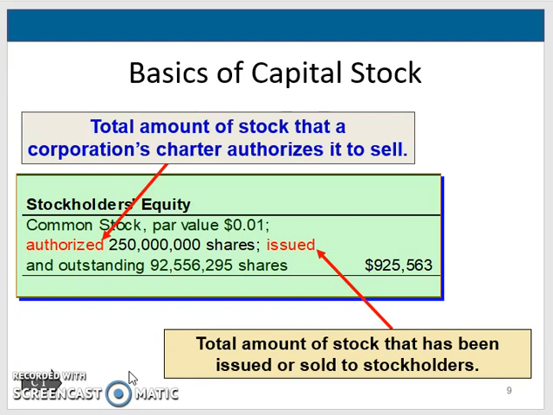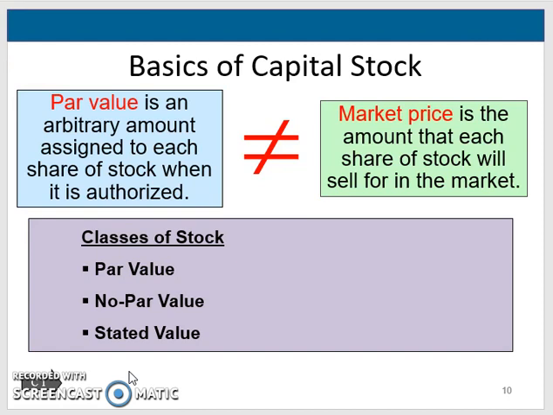All right, so let's look at the other information. We have a par value, which is the amount that's assigned to each share of stock when it's authorized. And then there's also a market price. The market price is how much that share of stock is selling for on the actual market. They are not the same thing. They are different. The par value is set by the corporation. The market price is based off of market supply and demand.